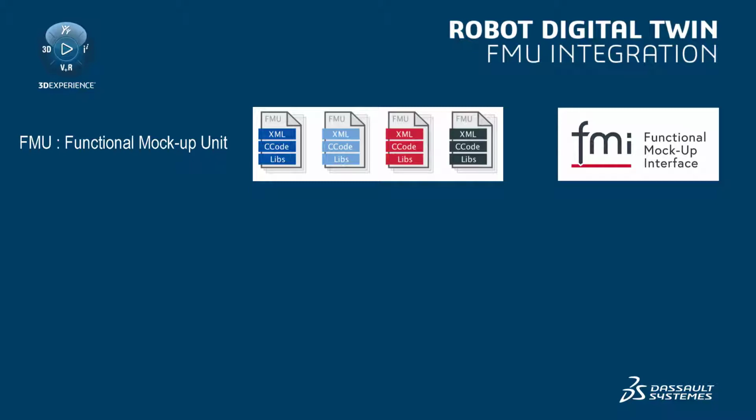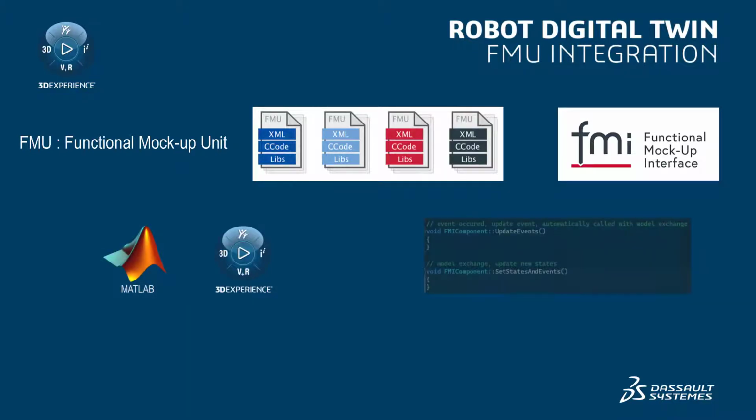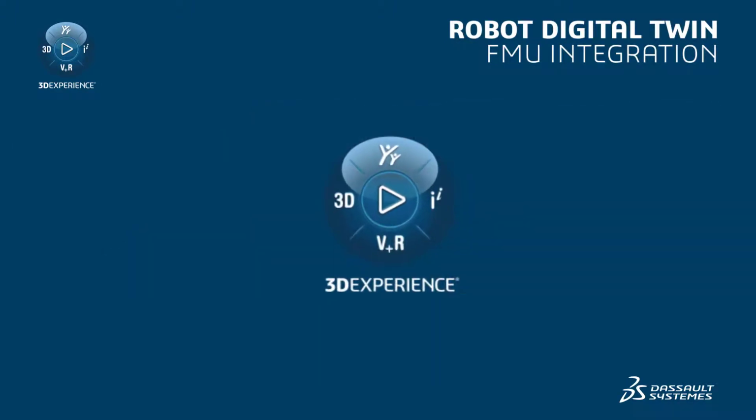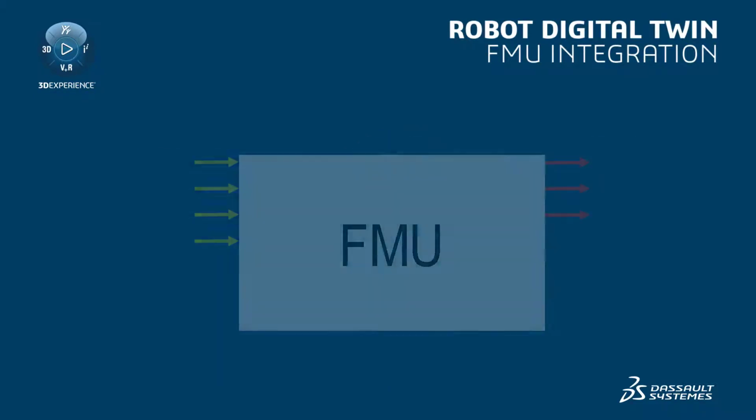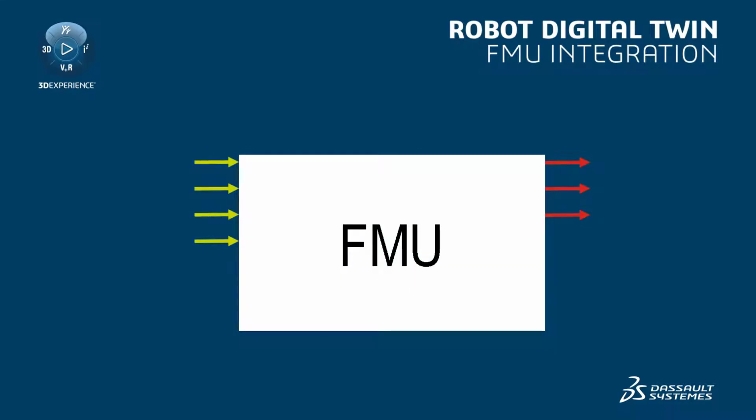FMU are compatible with many simulation softwares. They can be created by exporting a model of a compatible software. They can also be created from scratch with C++ code. So it is possible to reproduce any behavior, in particular, interfacing the outside of the 3D experience. Basically, a FMU is a block with inputs and outputs. Inside the block, a behavior is encoded. The user can't know what is the behavior or how it has been developed.